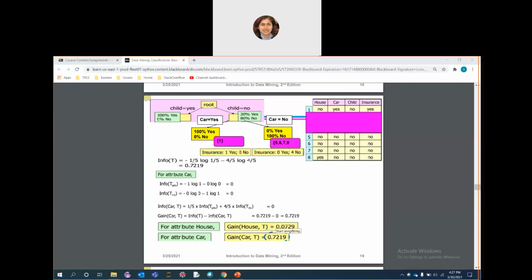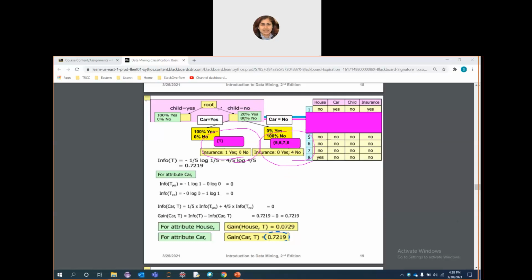Okay. So when we split the child equals to no node, we get the following branches with definite results. When car is yes, 100% someone is likely to get an insurance. And for no, that is 0%. In the same way, for 5, 6, 7, 8, we have all 100%, so it will be 0% yes and 100% no.